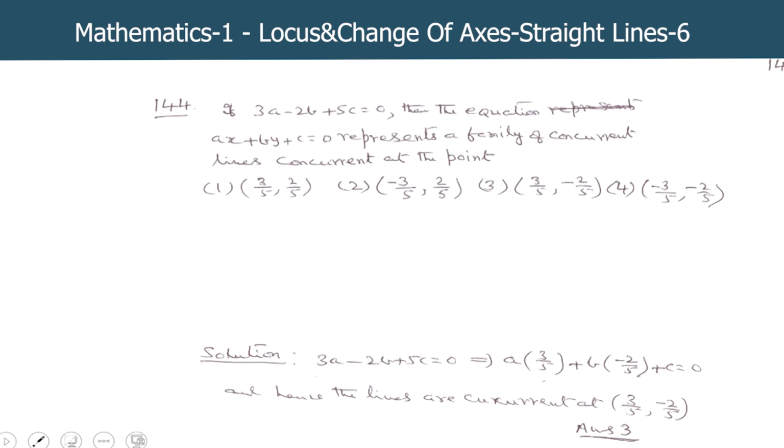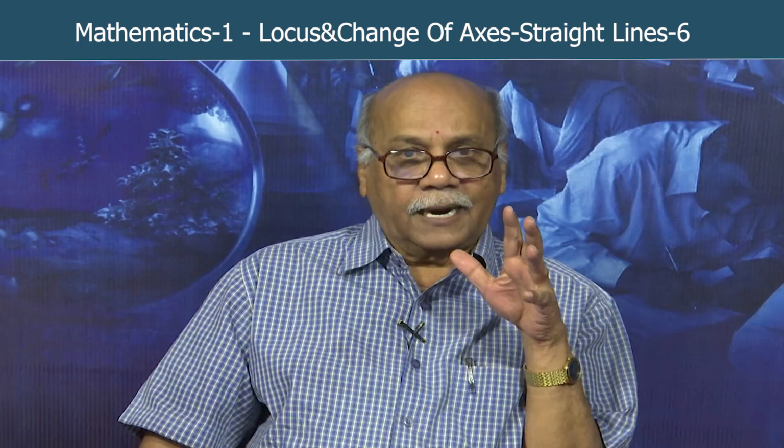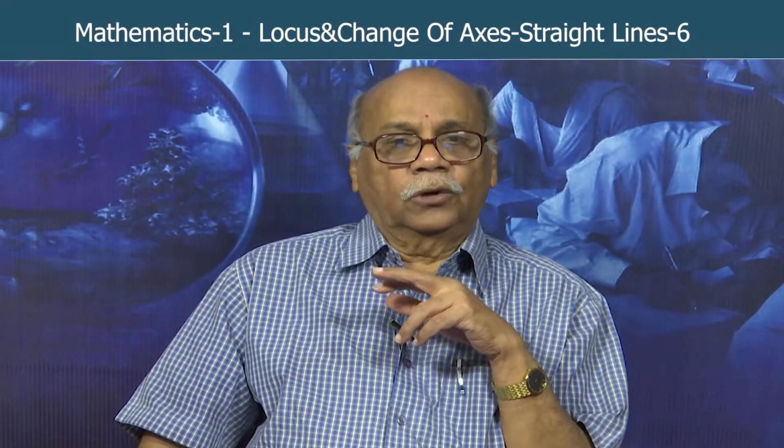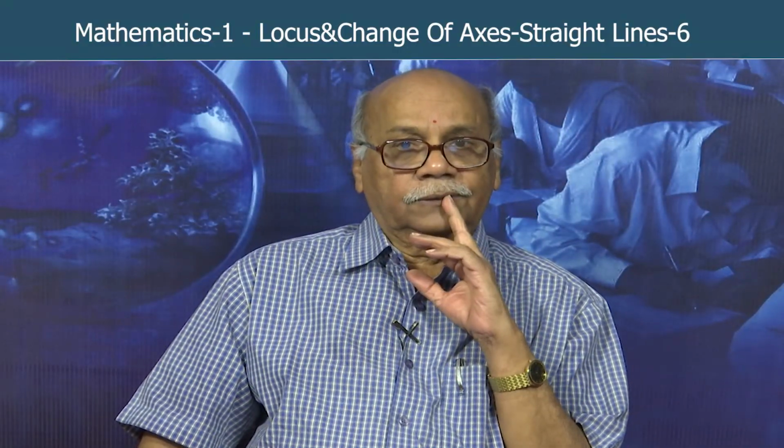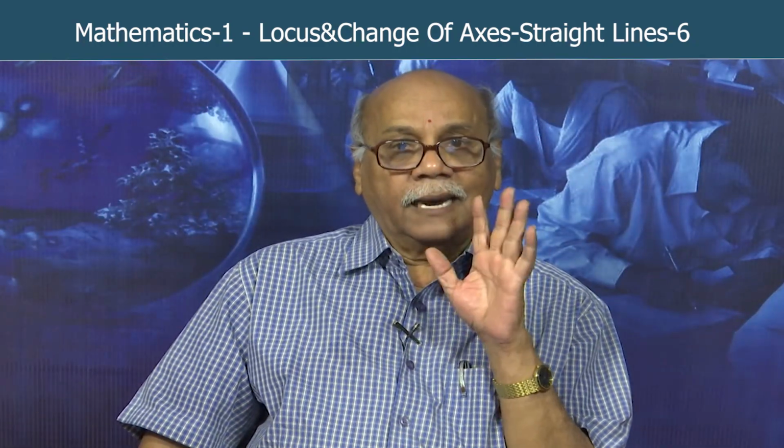Please remember that if the coefficients A, B, C of a straight line satisfy a condition, namely AL plus BM plus CN equal to 0, where N is not equal to 0, then the line AX plus BY plus C equal to 0 passes through the point L by N comma M by N, provided N is not equal to 0. Okay, that is the general principle.